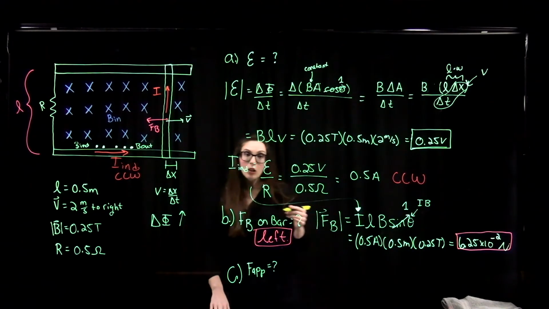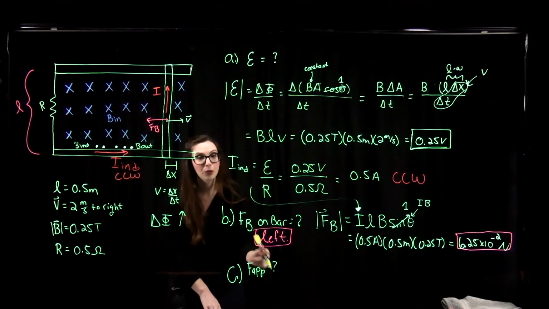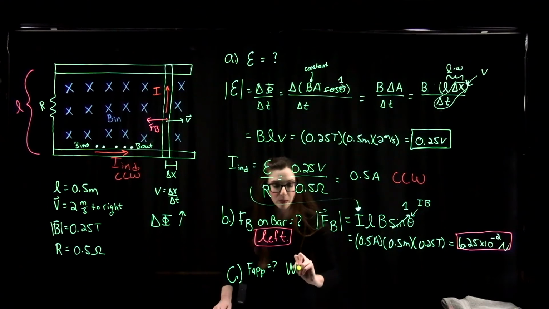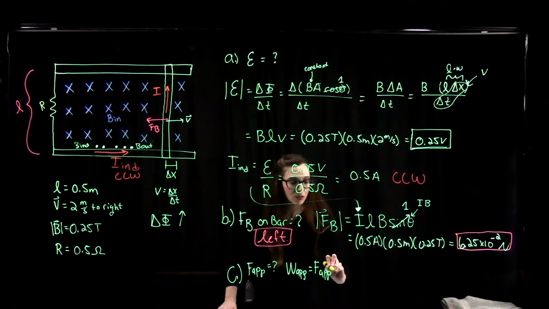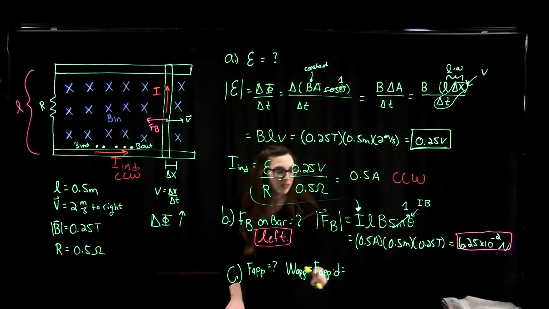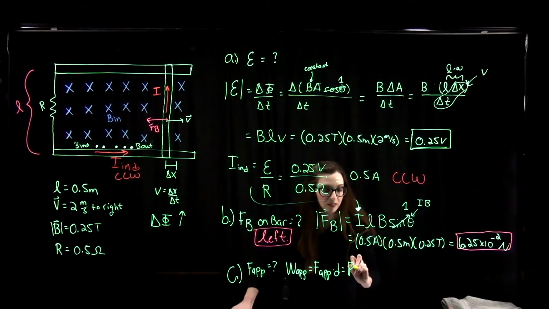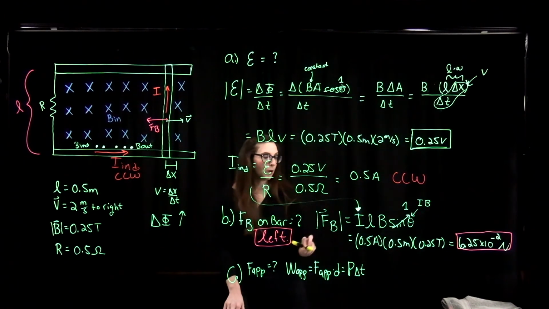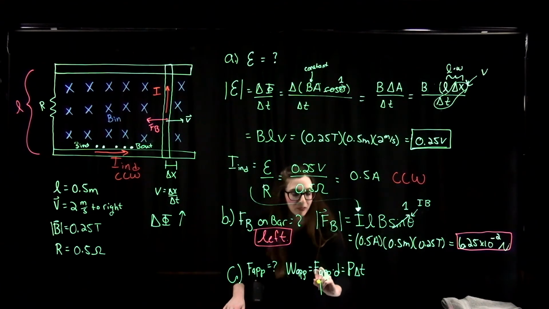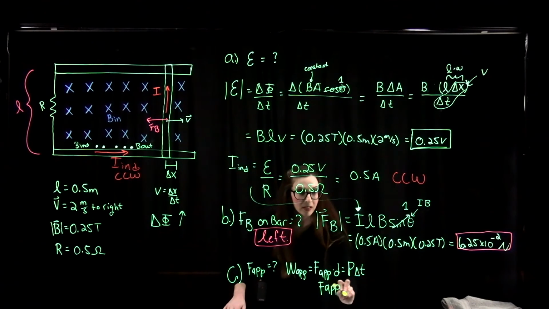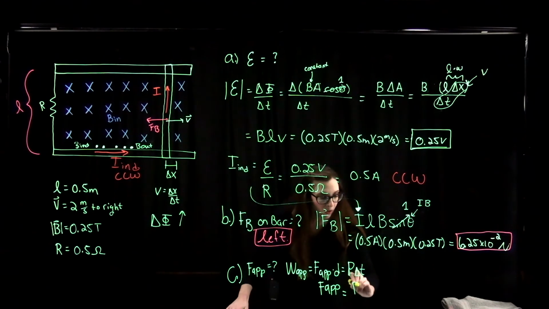Now, we can use our idea of work from last semester in order to figure this out. So the applied work that I have to do with my hand, work is a force over a distance, so that will be my applied force through some distance. And the work is also the same as the power over time. Okay, it's the power through some time period. Then I could solve this equation for applied force. Applied force is equal to the power times time over the distance that I have to pull.